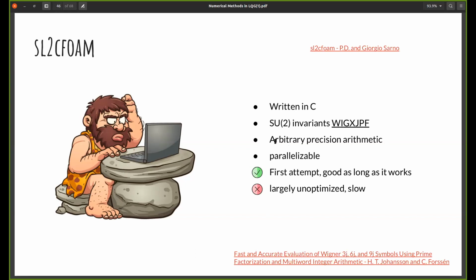It uses arbitrary precision arithmetic because of highly oscillating integrals, and the thing that you need comes from cancellations, so you need arbitrarily high precision, and floats are not enough. It's parallelizable. It was the first attempt that we made. If you want, this was a proof of concept that it was possible to compute these amplitudes numerically. So it's good, but our approach was, let's write something that is good as long as it works. It was largely unoptimized and was quite slow.